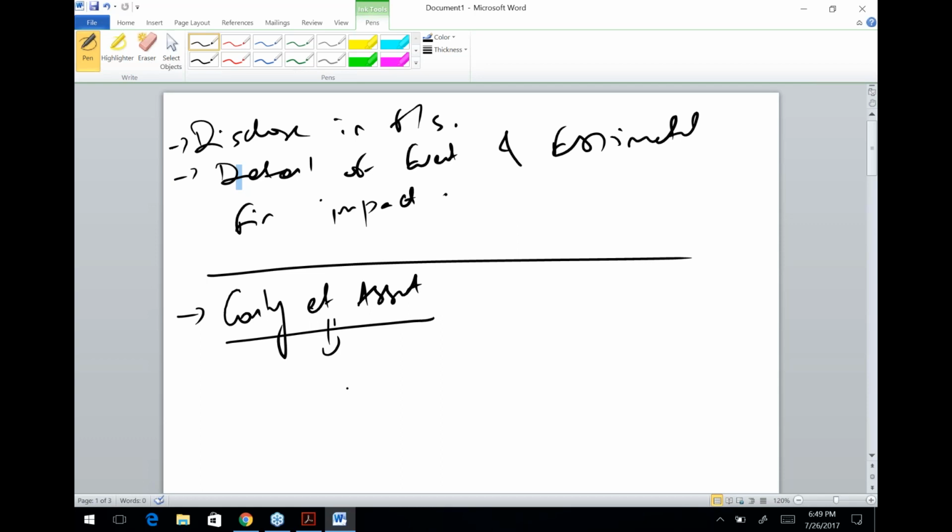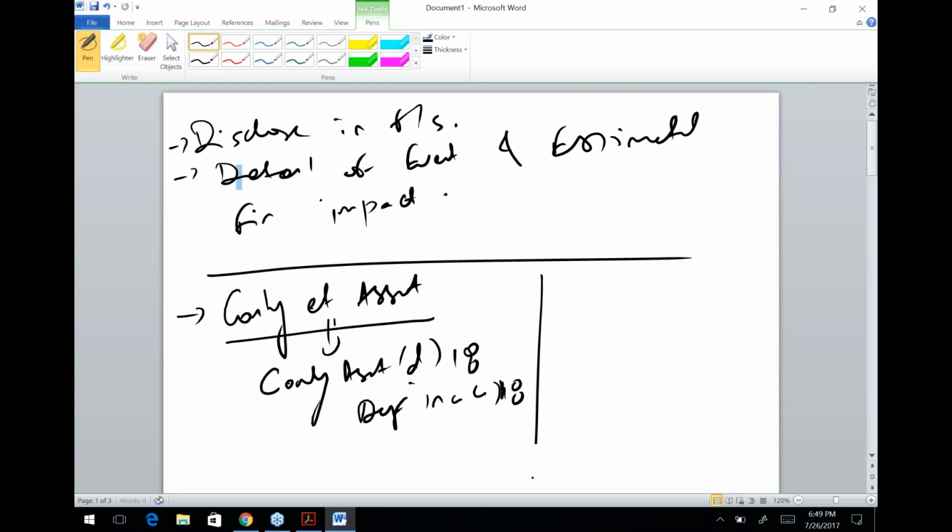The reason behind that is the disaster took place after year end, so there is no such contingent asset. They should actually reverse it. What have they done up till now? They have recognized the contingent asset as a current asset and a deferred income. So they have recorded the contingent asset debited by 18 and the deferred income credited by 18.